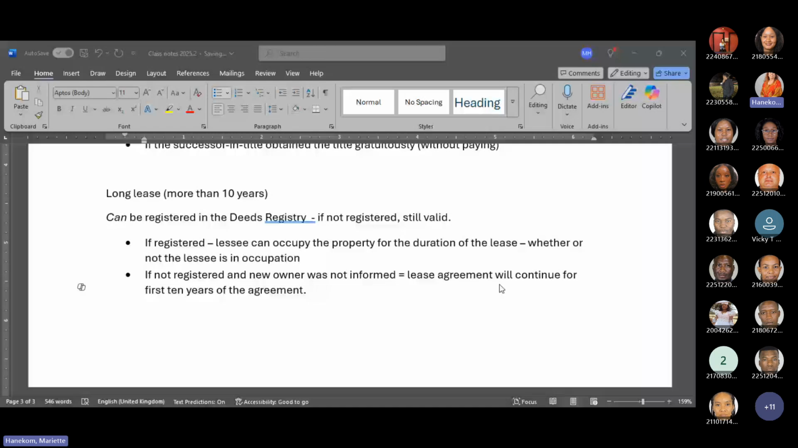and it was not registered, and 9 years after they entered into the lease, after 9 years has passed, the lessor sells the property, she can continue for another year. So the lease agreement can continue for a period of 10 years, not from the date of sale, but from the date that the lease agreement was entered into, provided the lessee is in occupation of the property.